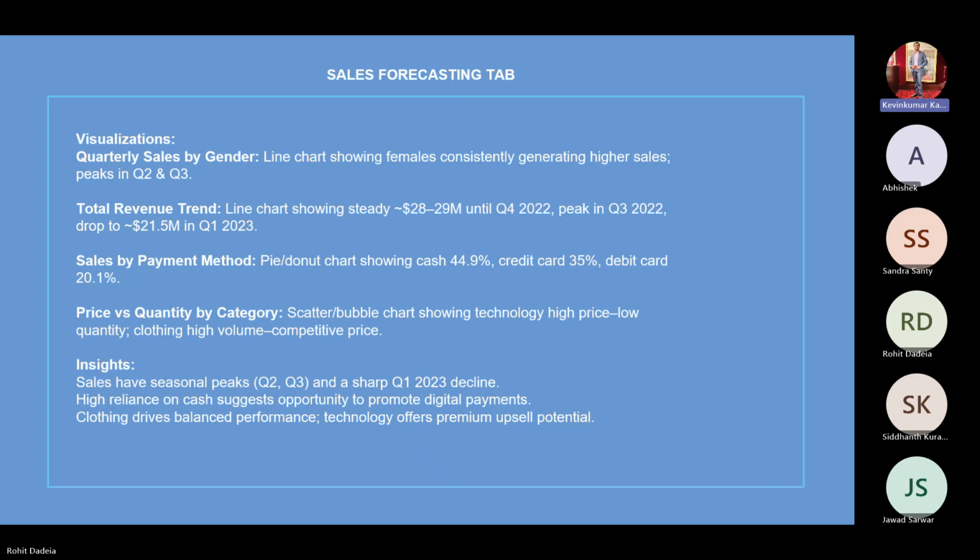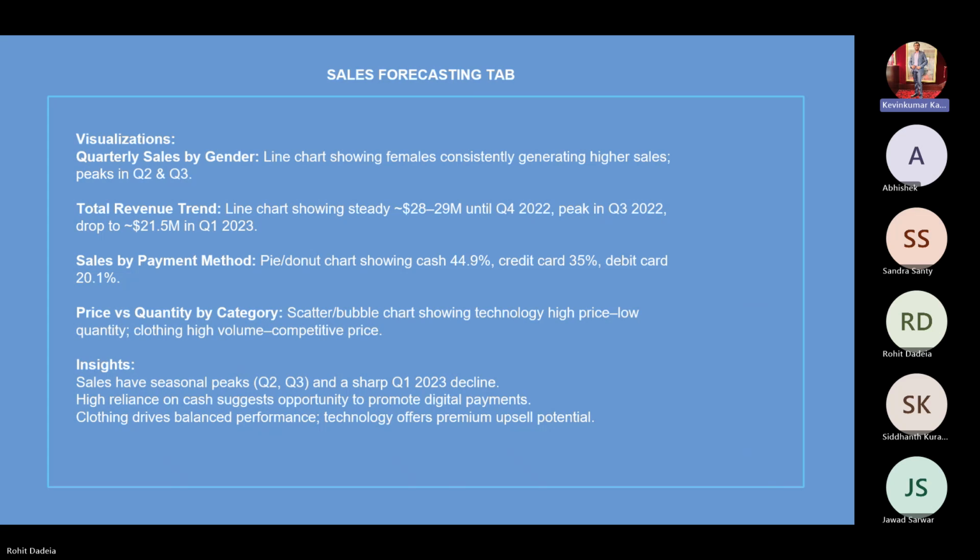And the last one, we used a bubble chart to show price versus quantity. In that we found out clothing has the highest volume at a competitive price compared to other categories. Overall, sales have seasonal peaks in quarter two and quarter three, and sharply decline in quarter one in 2023. There is a reliance on cash, which suggests an opportunity to promote digital payments.